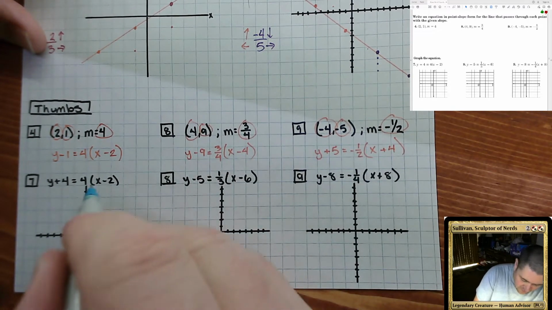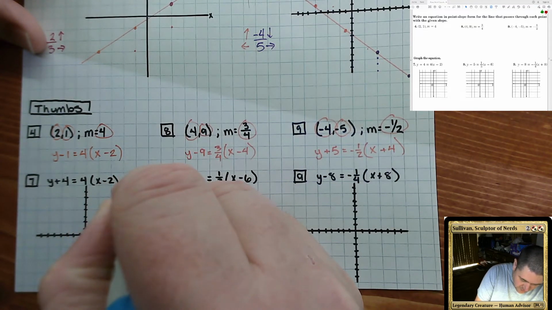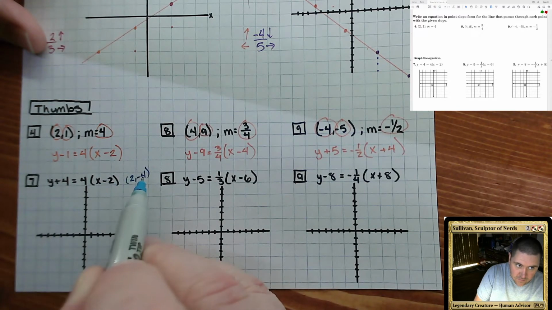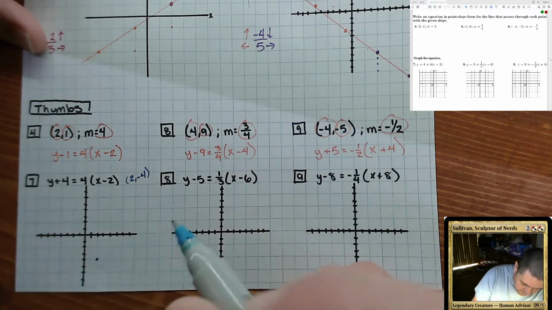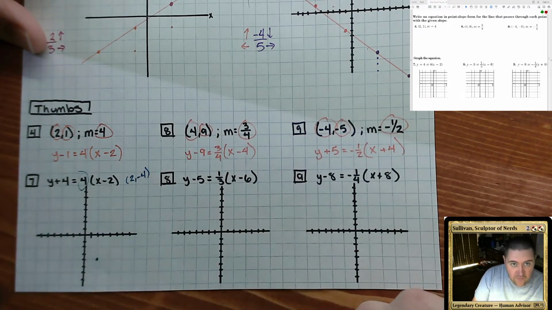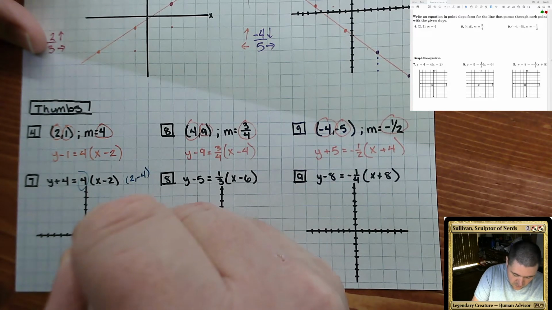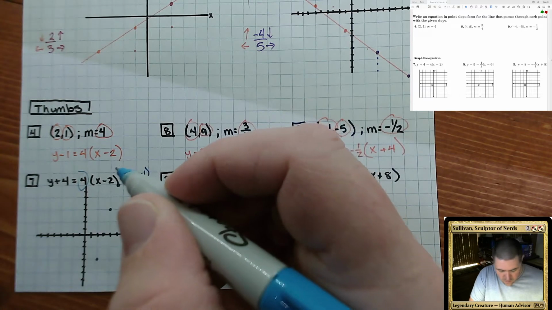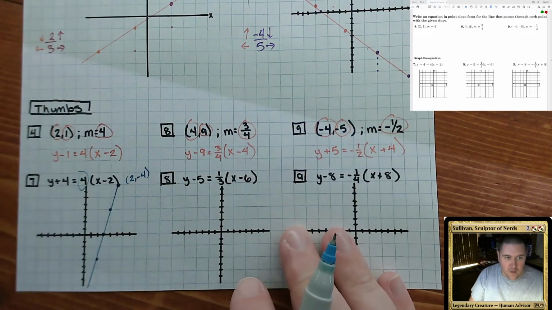The graphs. This will start at 2, -4, x, y, change signs. So at 2, -4, and then I'll use the slope 4 over 1. So up 4, right 1. Up 4, right 1. Good to go.